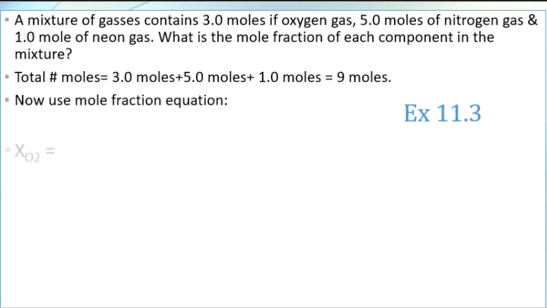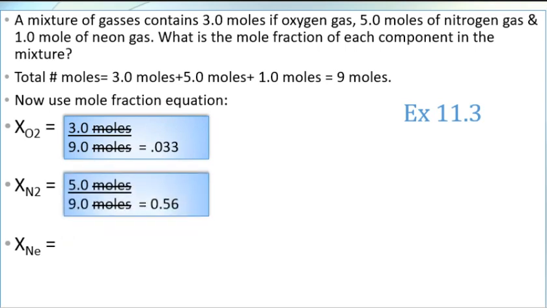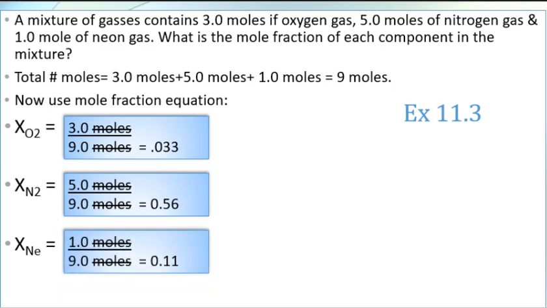This is very easy. If I want to find X, mole fraction of O2, and N2 and then neon right here, I'm going to take 3 divided by 9. Moles cancel, 0.33. N2, 5 divided by 9, 0.56. And neon, 1 divided by 9, 0.11. And that is all you have to do on those. If you already have moles, that's all you have to do.